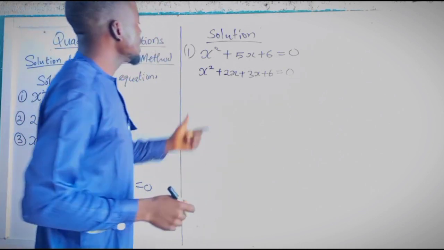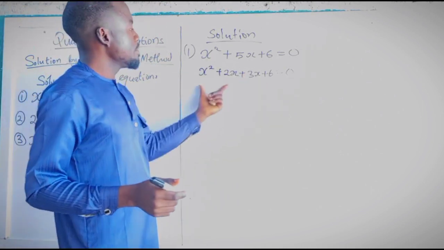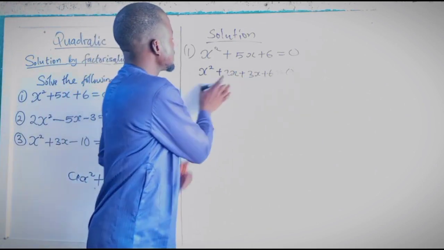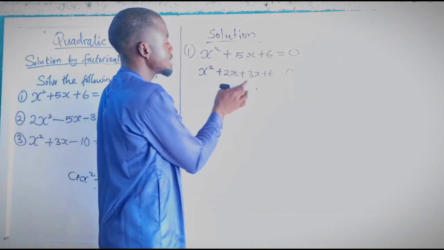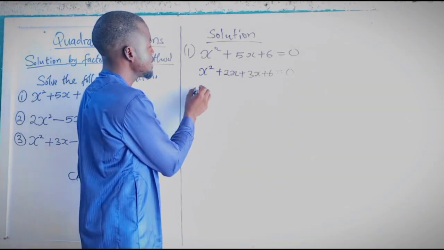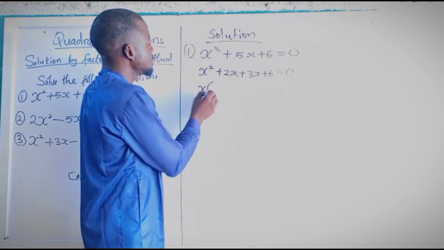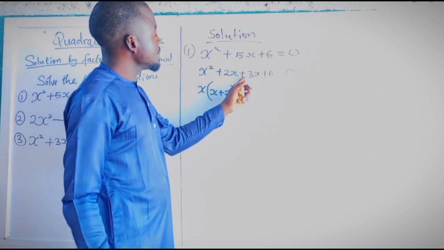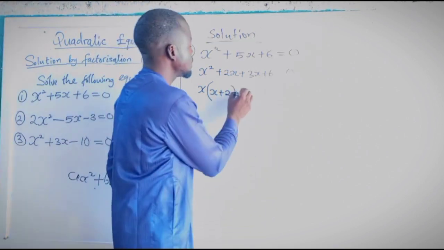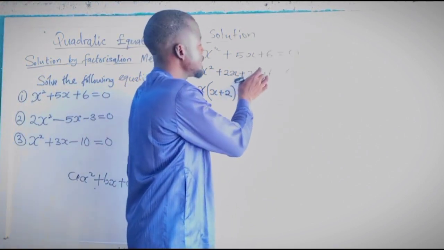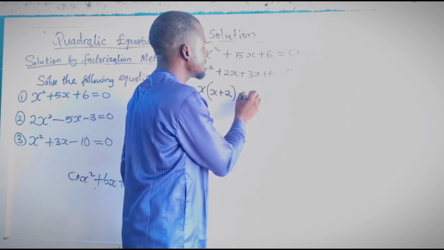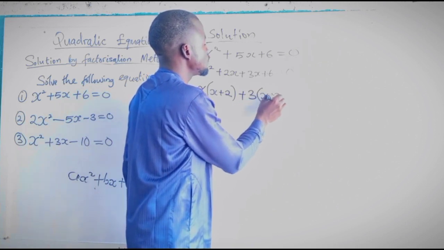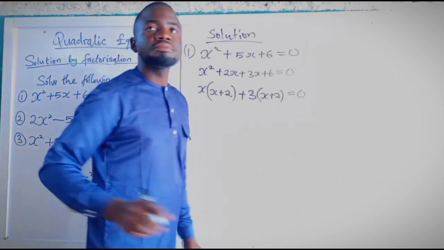So let's proceed. Now, you have to group the terms by factorizing out the highest common factor of each two groups. Between x squared and 2x, what is the highest common factor? The highest common factor here is x. So you bring out x and then you put x plus 2 into the bracket. Then the next one is 3x and plus 6. What is the highest common factor between 3x and plus 6? The highest common factor here is 3, and you also have x plus 2 in the bracket, which equals 0.